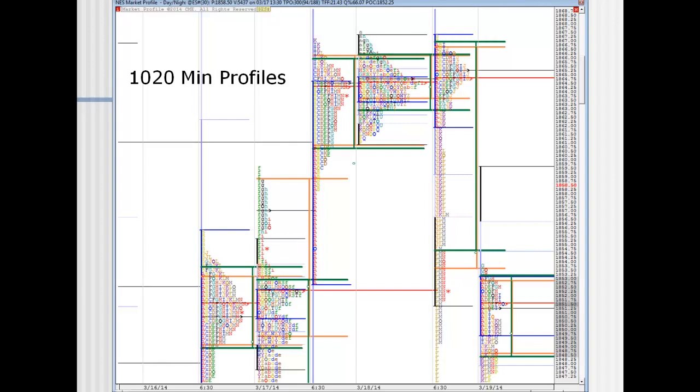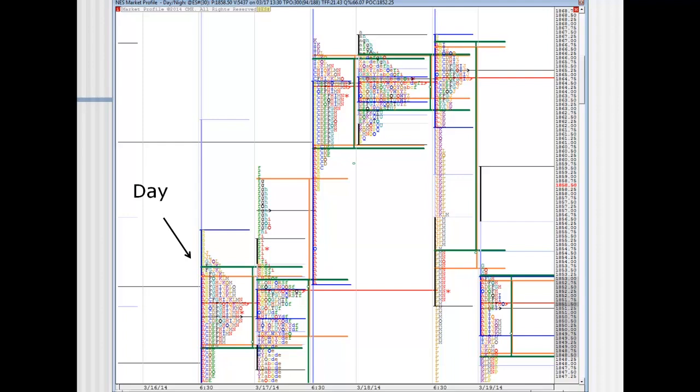All right. Now, we have to look at the open in the context of the overall market. So we will begin by looking at a 10-20 minute profile. And here on this chart we have a number of 10-20 minute profiles, and as we've previously discussed, the reason that we like the 1020 is because it gives us the flexibility of being able to separate the day session from the evening session.